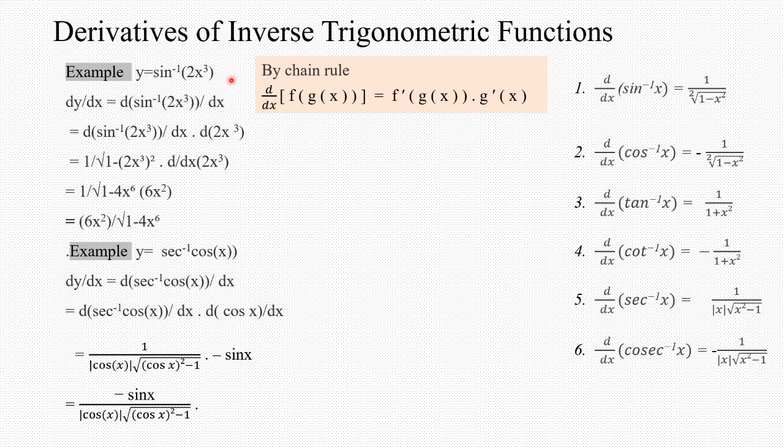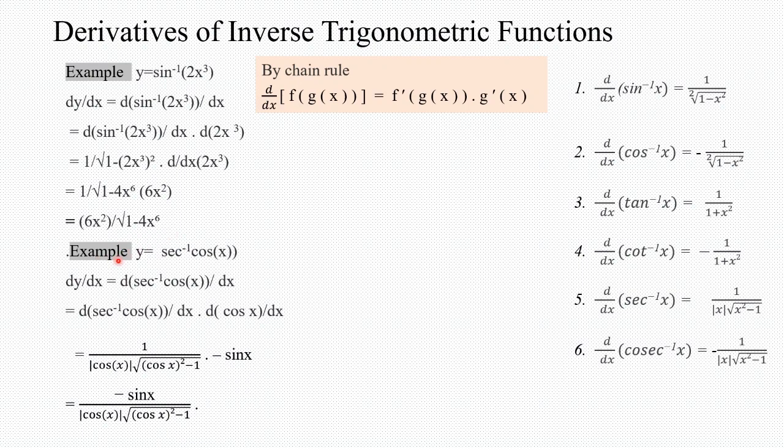Here, dy by dx is equal to differentiation of sin inverse of 2x cube is equal to differentiation of outer function sin inverse keeping the inner function 2x cube as such multiplied by the differentiation of inner function 2x cube is equal to 1 by under the root 1 minus 2x cube whole square times the differentiation of inner function 2x cube, which is 6x square, is equal to 1 by under the root 1 minus 4x to the power 6 times 6x square is equal to 6x square divided by under the root 1 minus 4x to the power 6.